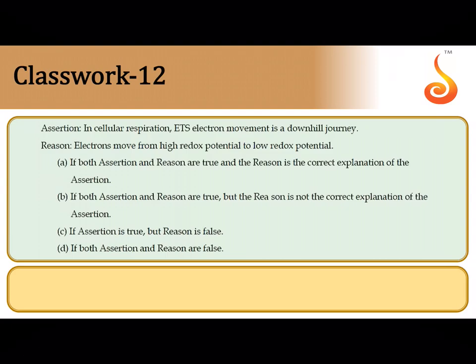In cellular respiration, ETS occurs as a downhill journey. Yes, electrons always flow downhill, but there is something wrong with the reason. The flow of electrons is from a low redox potential to a high redox potential. Obviously, if I have a low redox potential, I have less tendency to keep electrons with me, so I will give them to you. Now you will have a higher redox potential than me. That means you will have a higher tendency to pick up electrons.